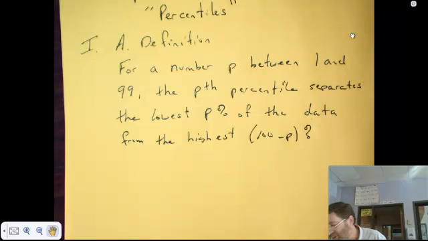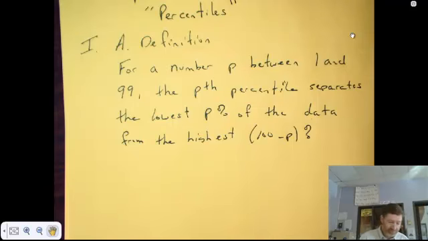So, like we talked about on the ACT, an 80th percentile separates the lower 80% from the upper 20%, and that's the number at that point. Is P capitalized? I think your book uses a lowercase p. I think it should be lowercase for this.